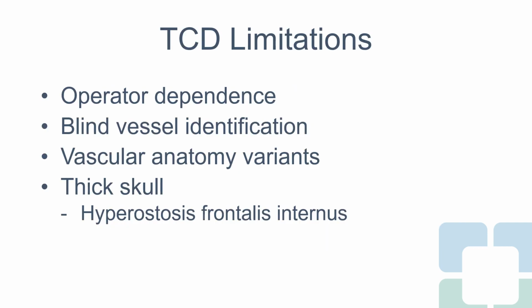The TCD limitations: there's operator dependence. Blind vessel identification, that means that for most of this you're not actually able to see which vessel it is. You have to use the operator to help identify that, as well as looking at the waveforms and which direction the blood's flowing, which is why it's very important to pay special attention to the direction of the blood flow in the windows. That's really how you're going to identify the majority of which vessel it is, and that's pretty consistent on the test. I think a lot of the questions on the test will focus on the direction of the flow in the different windows, so I would remember those. Vascular anatomy variants and a thick skull can also mean you won't be able to see the majority of these.